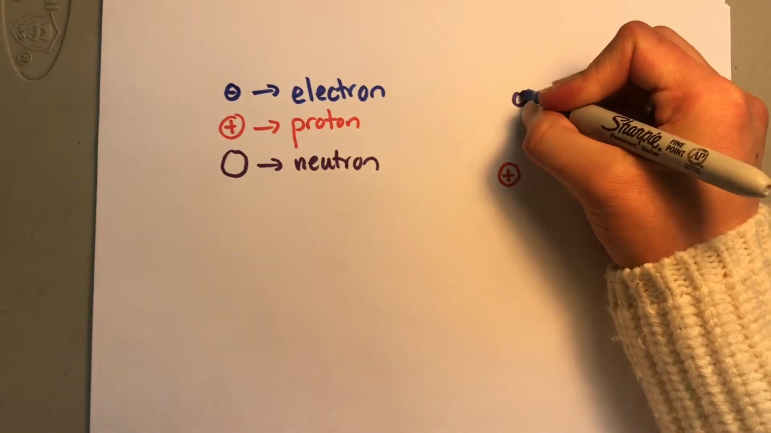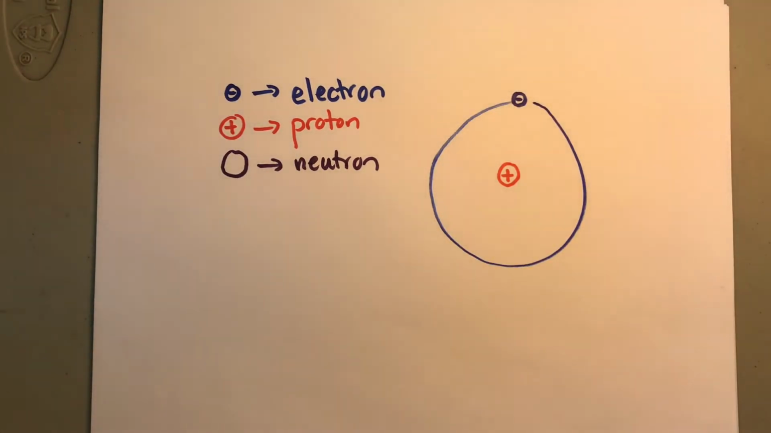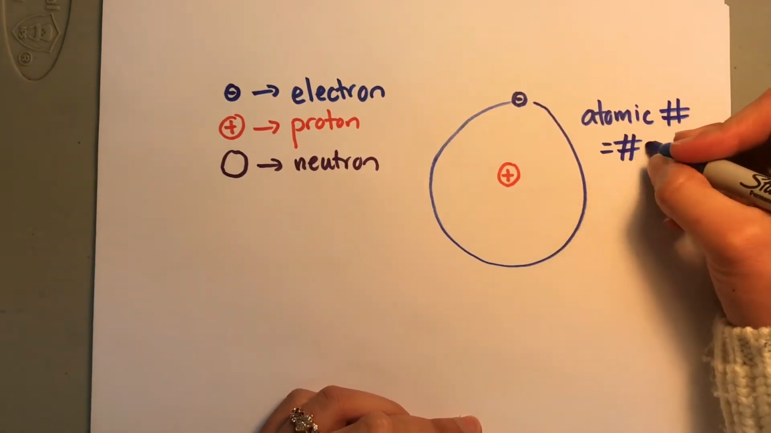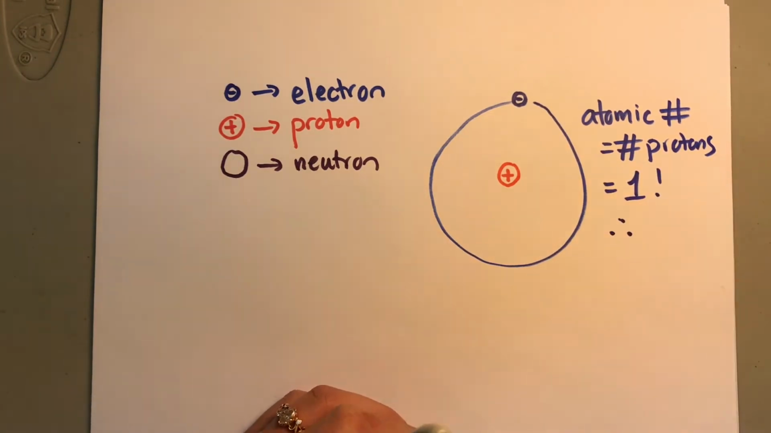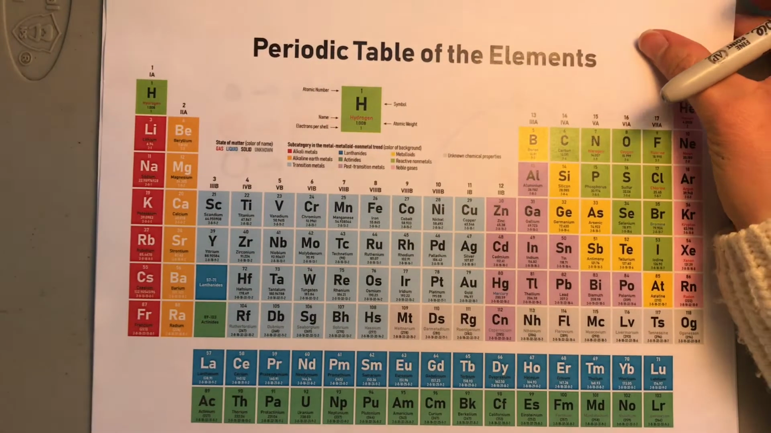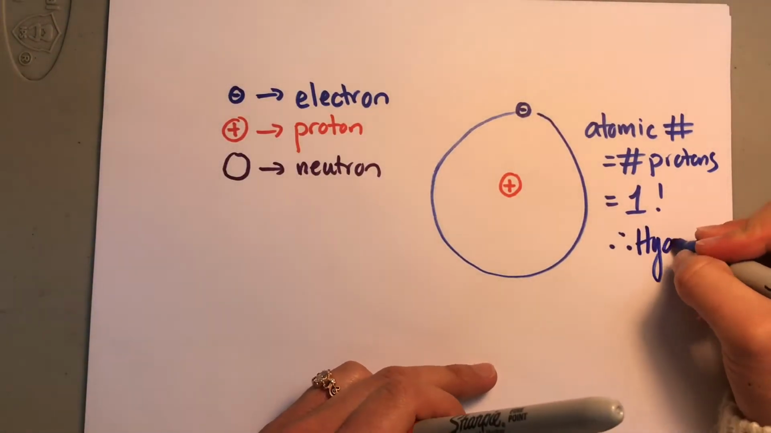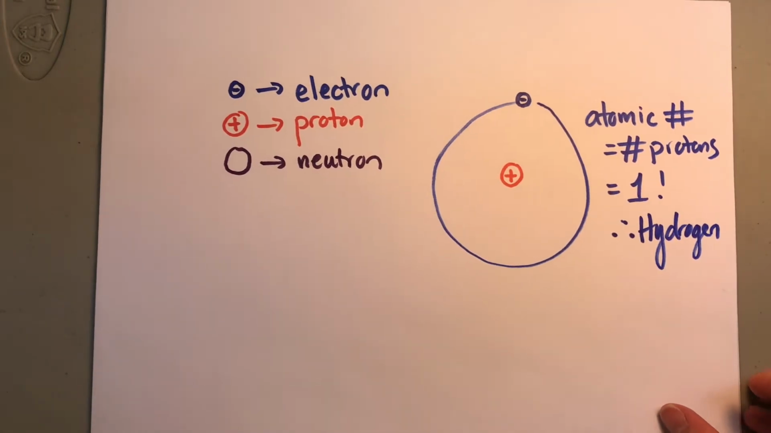is. So if I draw an orange proton in the middle and then one blue electron, then I say, well, the atomic number, which is equal to the number of protons, is equal to 1 in this case. Therefore, if we look at the periodic table of elements and look up where the atomic number is 1, I see that it's hydrogen. Okay, so then I know that this must be a hydrogen atom. So this is the element of hydrogen.